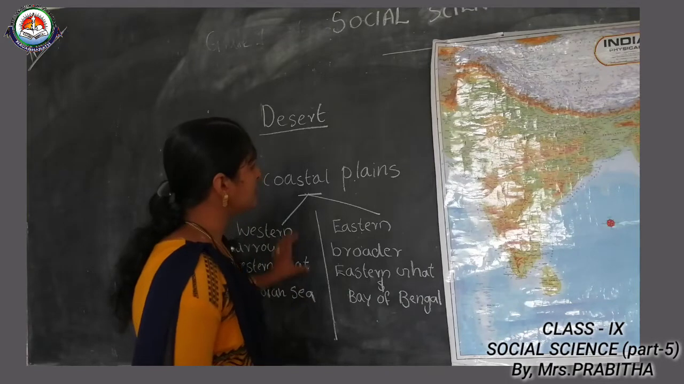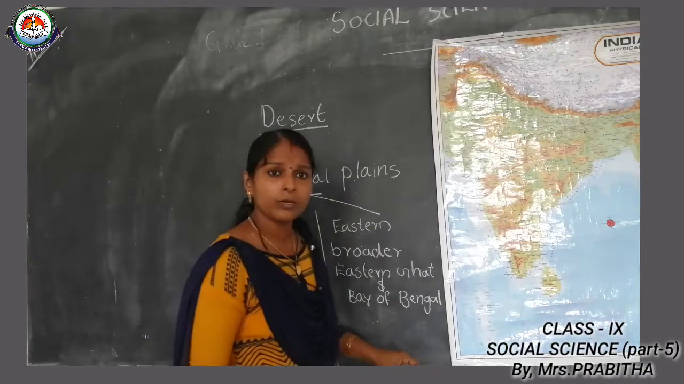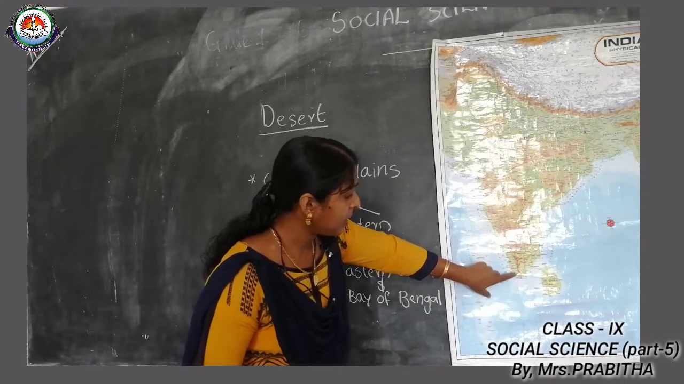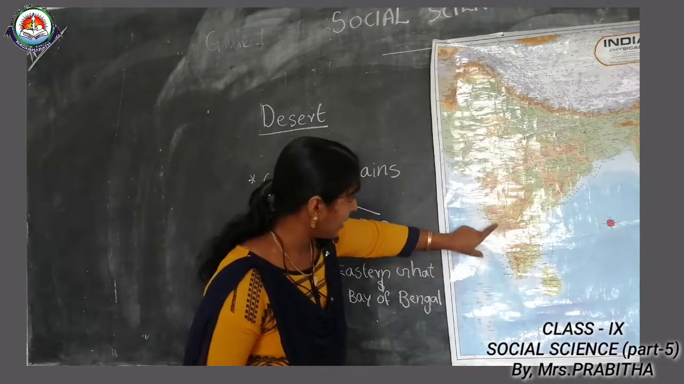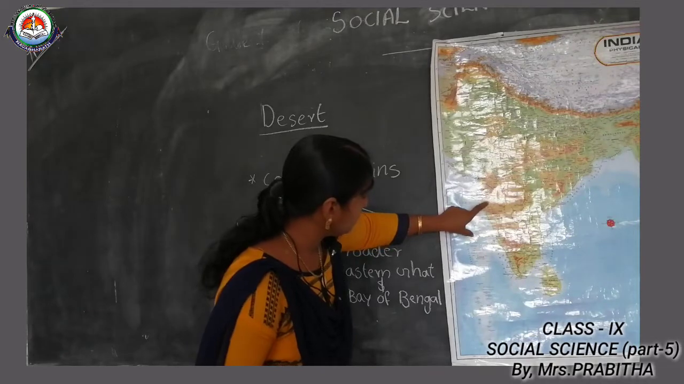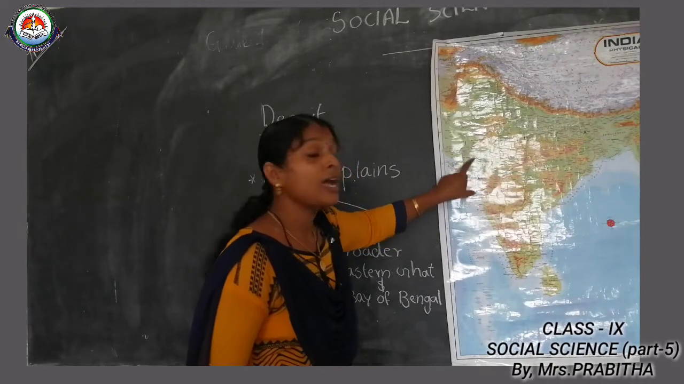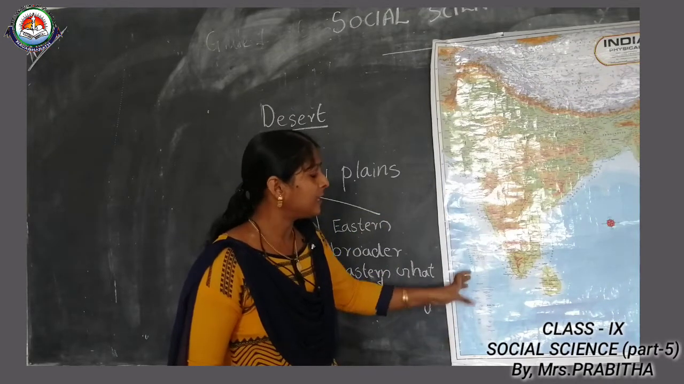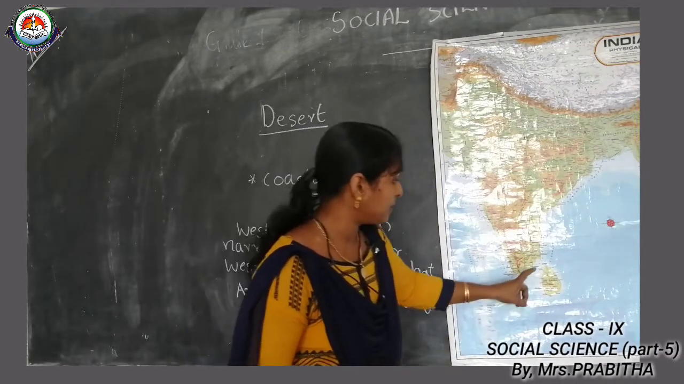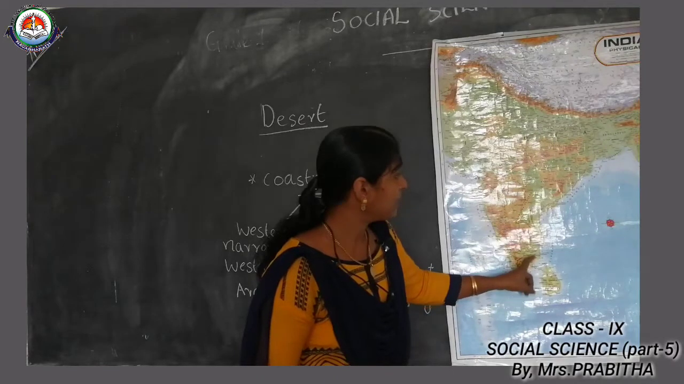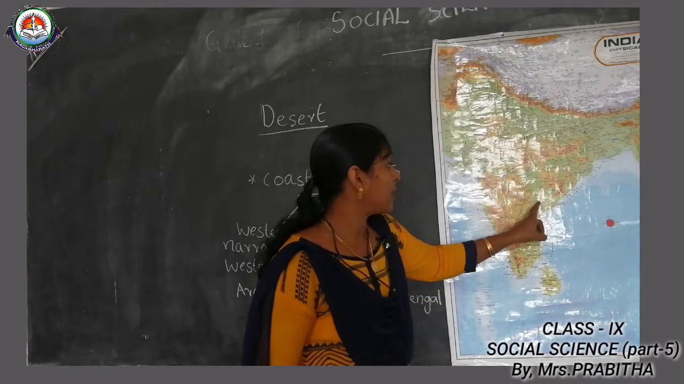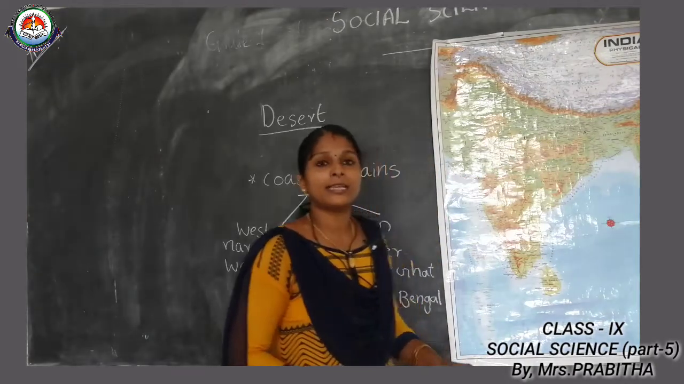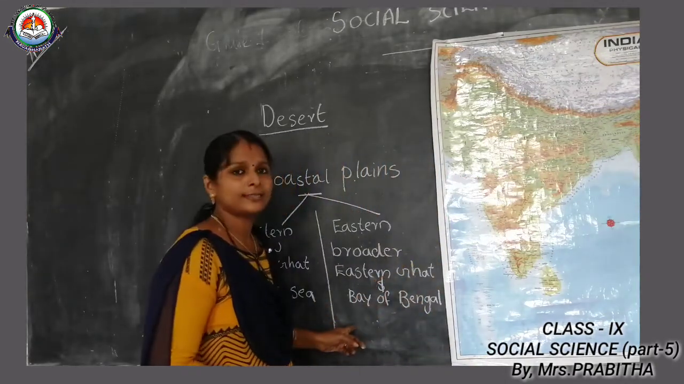Which states do the western coastal plains cover? Western coastal plains extend through Kerala, Karnataka, Goa, Maharashtra and Gujarat. Then eastern coastal plains extend through Tamil Nadu, Andhra Pradesh, Odisha and West Bengal.